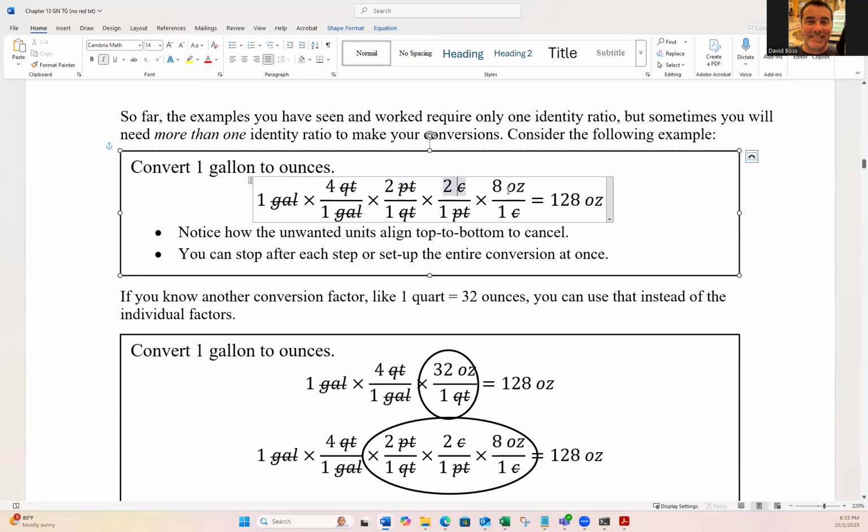2 cups over 1 pint, and 8 ounces over 1 cup. Cups cancel out here. So everything kept canceling out this way, and the only measurement left is ounces. So we have 1 times 4 times 2 divided by 1 times 2 divided by 1 times 8 divided by 1 ounces. So 1 times 4 times 2 times 2 times 8 equals 128.